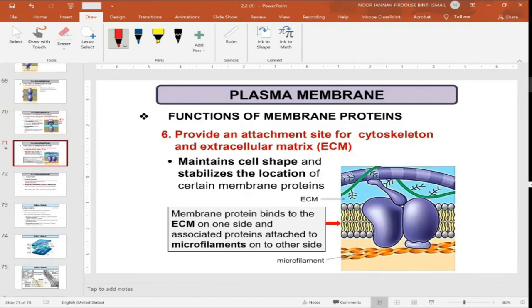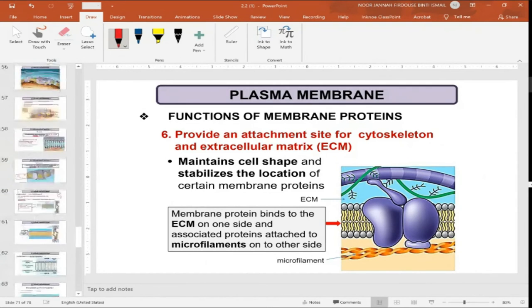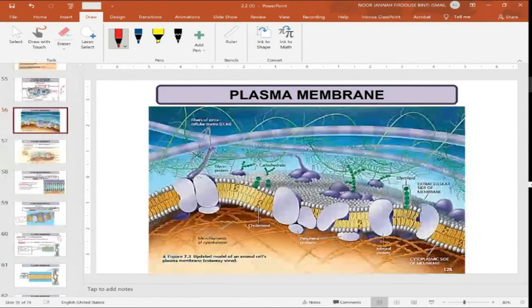Okay, the next function is to provide an attachment site for cytoskeleton and extracellular matrix. Itu sebab tadi, kita tengok balik kepada gambar yang ni. Nampak tak? Ni yang cytoskeleton, extracellular matrix. Jadi kalau tak ada protein ni, cytoskeleton ni tak boleh nak, dia akan tercabut dan hilang entah ke mana-mana.